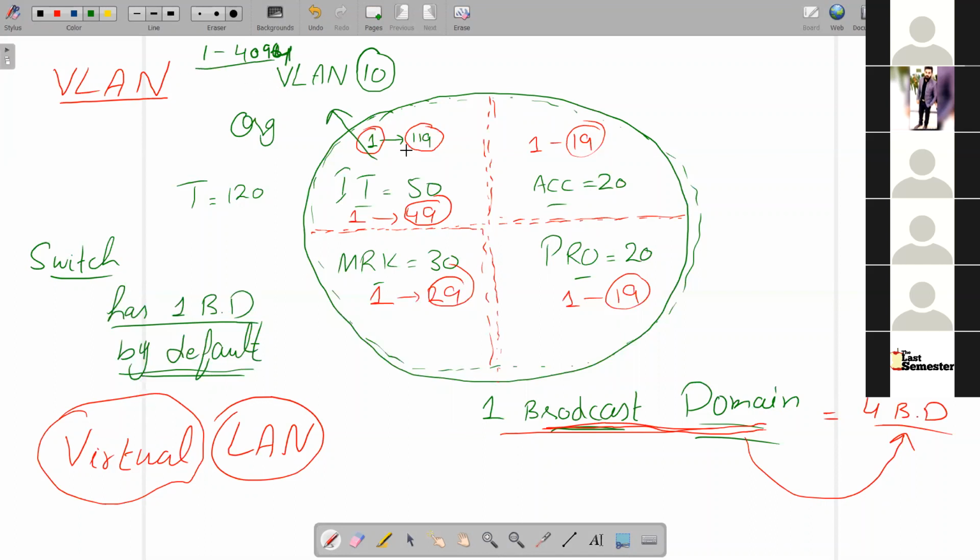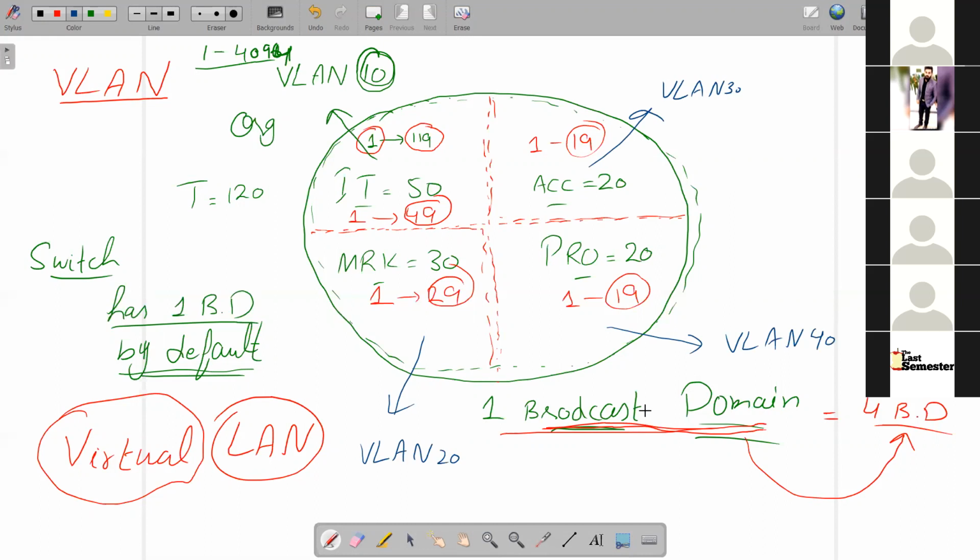This is the range of VLANs. So this is an ID, a VLAN ID. And for example, I say all the guys who belong to the marketing department, I'm going to isolate them into VLAN 20. The guys who belong to the accounts department, I'm going to isolate them in VLAN 30. And the guys who belong to the production department, I'm going to isolate them into VLAN 40.